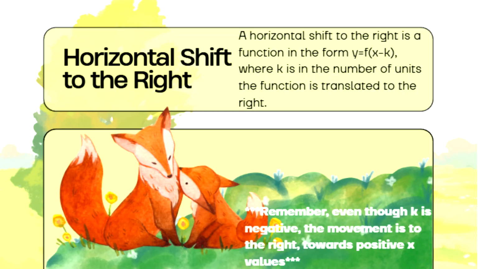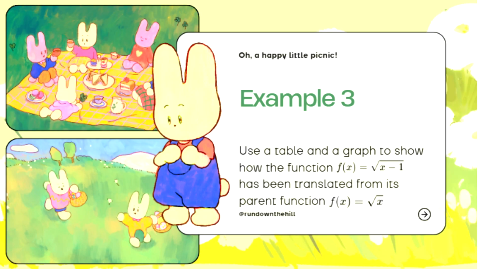Now we're going to talk about horizontal shifts to the right. A horizontal shift to the right is a function in the form y equals f of x minus k, where k is the number of units the function is translated to the right. Remember, even though k is negative in this case, the movement is to the right towards the positive x values. It's all opposite what it should normally be.